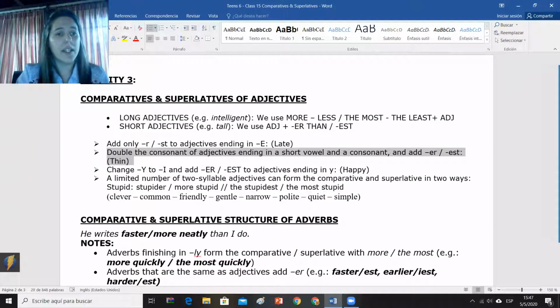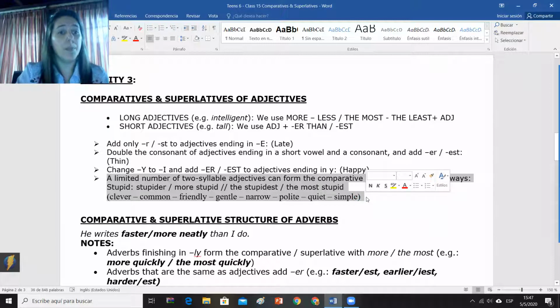And then there is a limited number of two-syllable adjectives that can form the comparative and superlative in two ways. Both are accepted. Stupid: stupider, and more stupid, or the stupidest or the most stupid. Cleverer or more clever, the cleverest or the most clever. And then you have clever, common, friendly, gentle, narrow, polite, quiet, and simple.